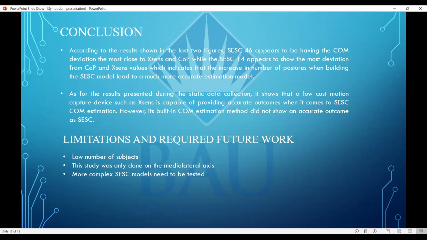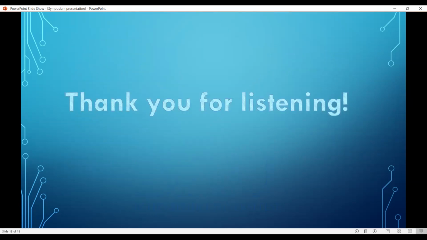This study was only a preliminary study, so it comes with some limitations, of course. One of the limitations is the low number of subjects. We only used 1 subject because the other study only used 1 subject. Maybe in future studies we will add more, of course. And also this study was only done on the mediolateral axis. We can also do it in 3-dimensional space, which we'll also be working on. And we can also change the complexity of the SESC system, and test the accuracy depending on each model. And thank you for your listening.